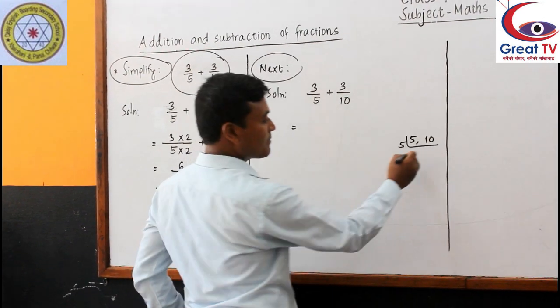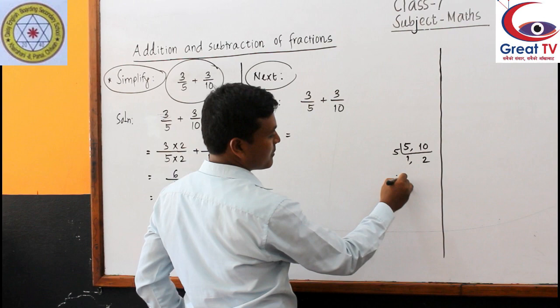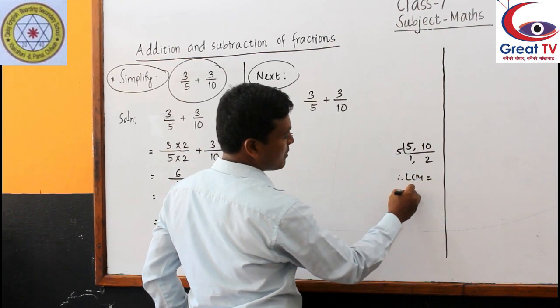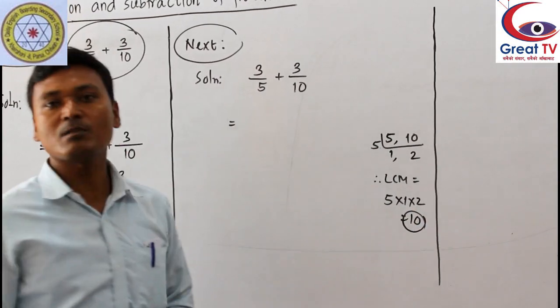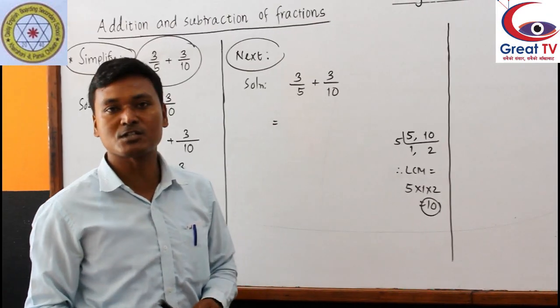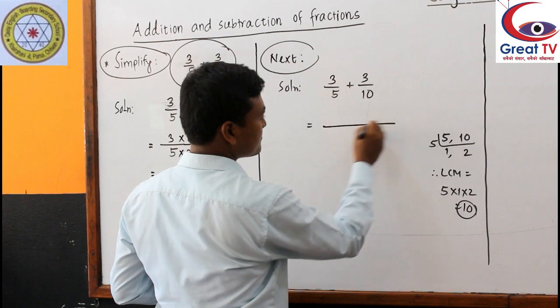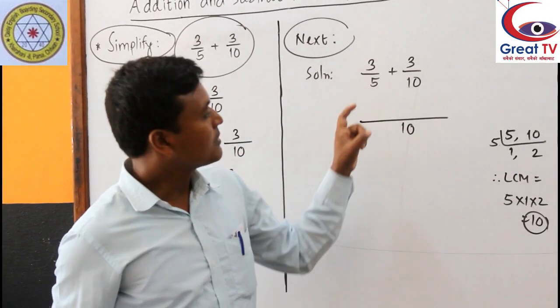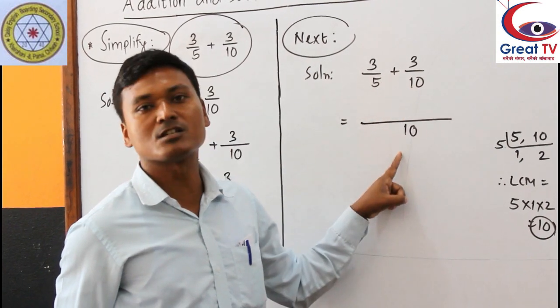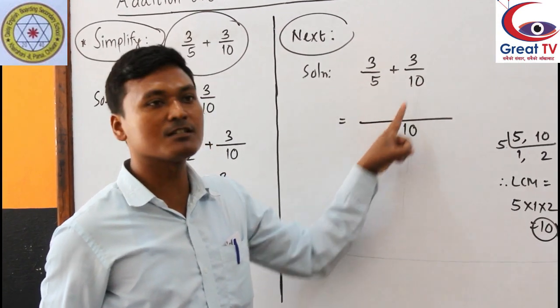Both are divisible by 5. 5 ones are 5, 5 twos are 10. Therefore, LCM equals 5 times 1 times 2, that is equal to 10. So LCM of denominators, here we have 10. So write the LCM of denominators, 10, in the denominator. LCM of 5 and 10 is 10.